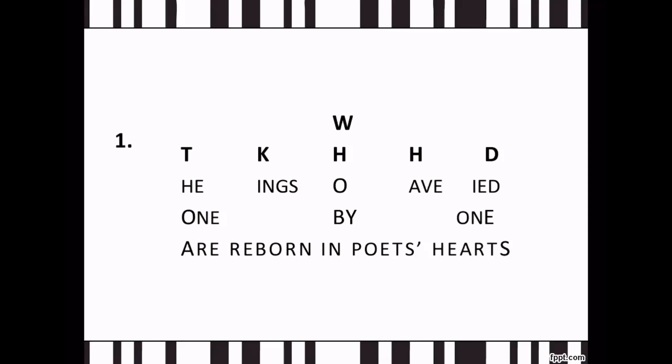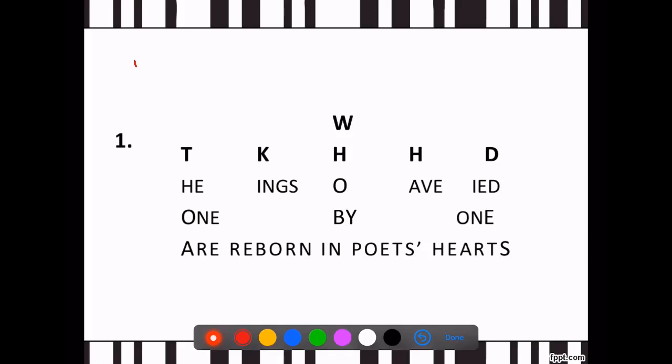Now, the first one. Do you see the shape of this poem? Okay, so think carefully. Maybe you can draw the line along the words first. Maybe you don't know how to read it yet, but see the shape first. So you have something like this. Something going up like this, and then down.